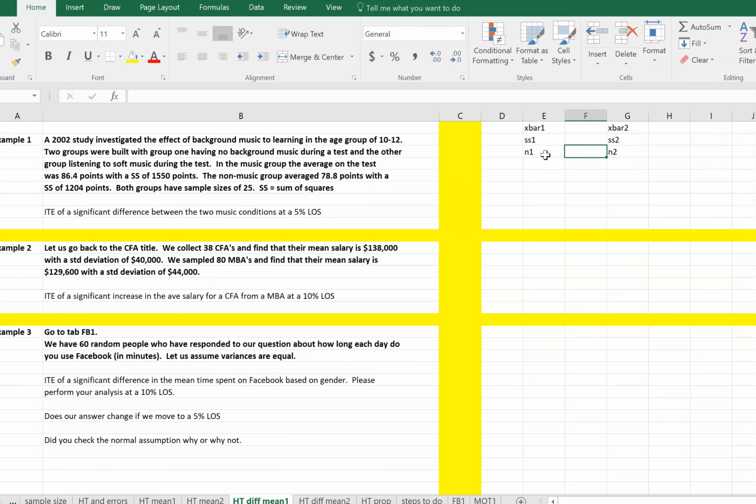N1, read, what is the sample size of the first group? 25, because it says both groups have sample size 25. You'll need this information later, but let's check it out. What was the average of group 1? Well, you have to decide which one's group 1. Let's say group 1 is the music group, and they got an average score of 86.4 with a sum of squares of 1550. Group 2 had an average of 78.8, so that group 2 is the one with no music, with their sum of squares being 1204. So that's the information I was given. From this information, I would like to derive everything I need. For example, the total degrees of freedom.